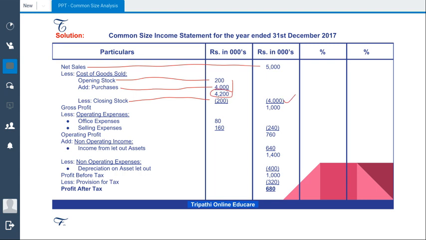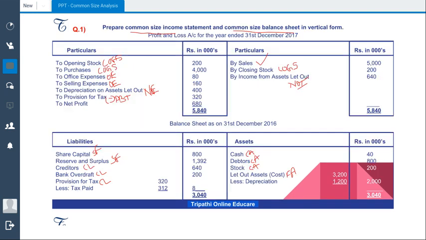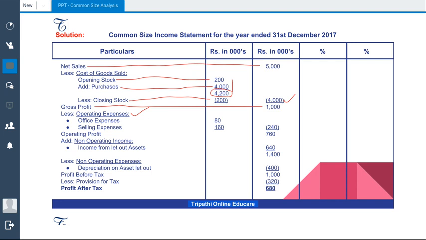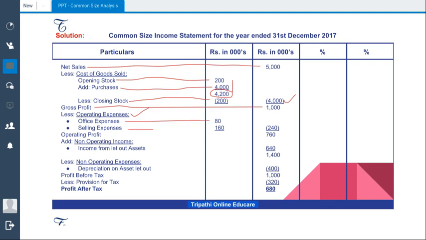Now what is this 4,000? This is our cost of goods sold. Now this cost of goods sold we subtract from 5,000, which is sales. So we get gross profit. So our gross profit is 1,000. Now from this gross profit we subtract operating expenses. So let us go back to the question. There are two OE, operating expense. The first one is office expense 80 and second one is selling expense 160. So let us record office expense 80, selling expense 160 under operating expense. And if you take the total of these two, you will get 240.